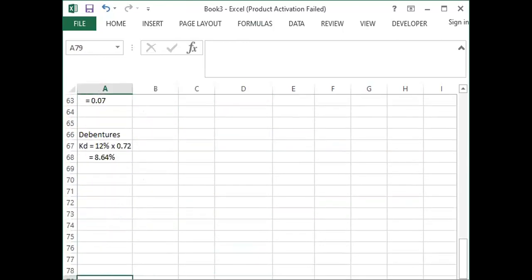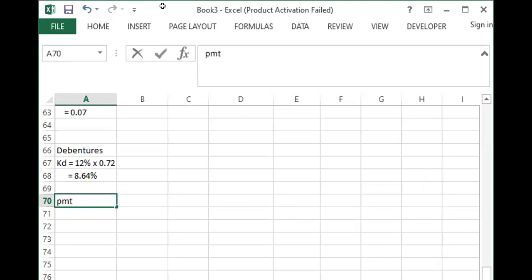Now we need the market value. How do you get the market value of debentures? You basically want to find the present value of the payments that are associated with the debenture. So we identified 4 years, and per annum is 300,000. So we have got a fixed payment of 300,000.